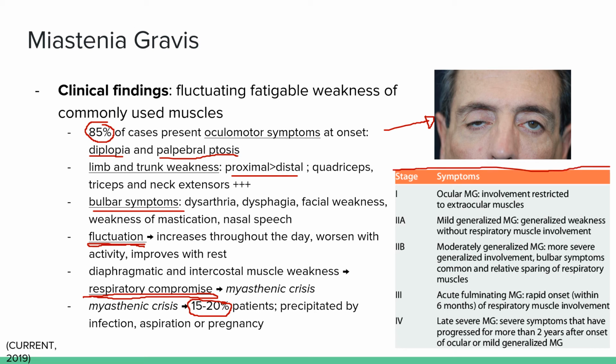In this table, we can see the severity and the evolution of the symptoms in this disease. First, in stage 1 there is ocular involvement, and in 2A we can see mild generalized involvement. In 2B, moderate generalized involvement, and in 3, there is an acute fulminating myasthenia gravis with rapid onset and respiratory muscle involvement. In the fourth stage, we can see a late severe myasthenia gravis with severe symptoms, and usually a less favorable prognosis.